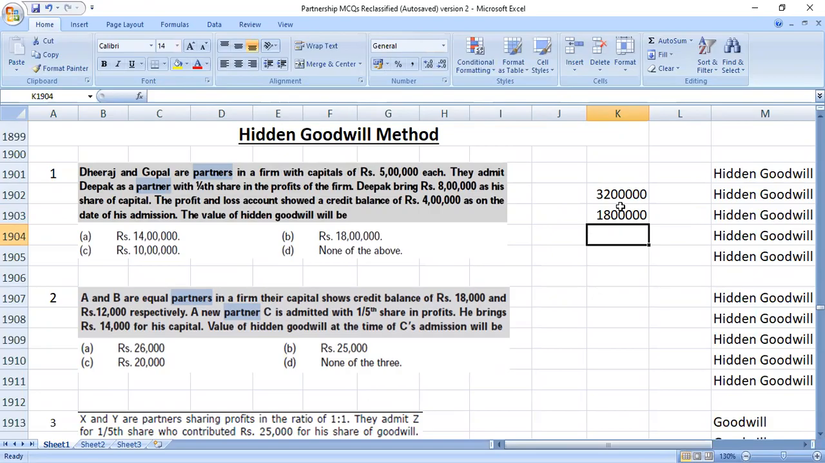5 lakh each, 1/4 share, 8 lakh. The profit and loss account shows a credit balance. So reserves you're supposed to add. So 4 lakh. So 22 lakhs is the capital of the new partner. So it will be 10 lakh rupees.